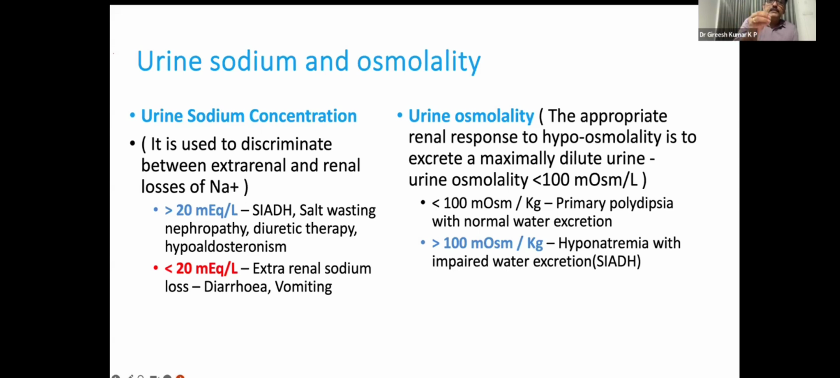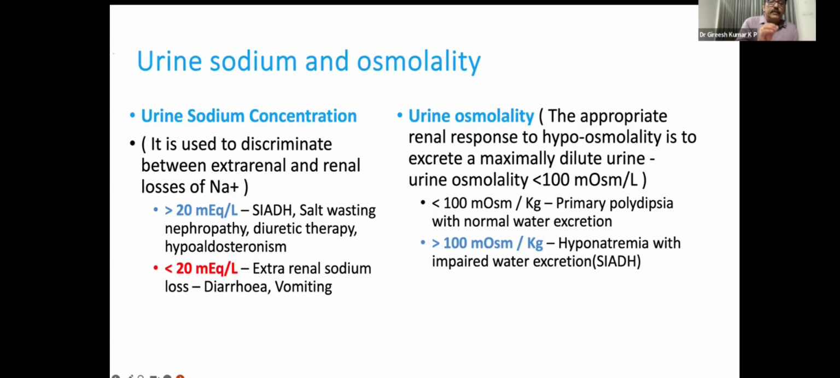So when the patient is not taking normal salt, and when the patient is not having excess volume, the next set of investigations is to check whether the urine sodium concentration is high or not. If the patient has true hyponatremia, the body will try to prevent the loss of sodium through the kidneys. So the urine sodium loss will be less than 20. That is very important.